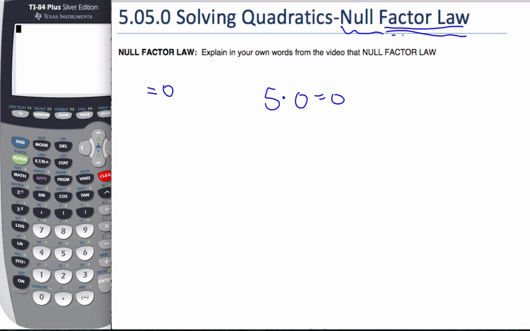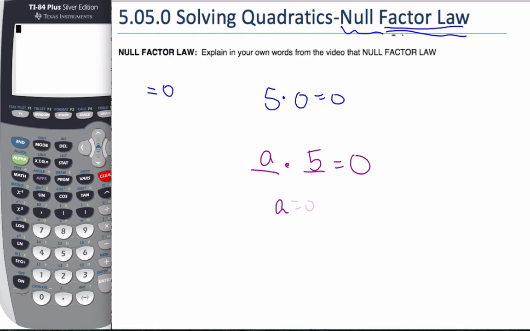But if I would ask you this question, I have two numbers and their product is 0. What then do I know about one of those two numbers? Well, what I do know is that either this number has to be 0 or this number has to be 0. So if I would say this was a times 5, well then I know that a has to be 0 in order to get 0.